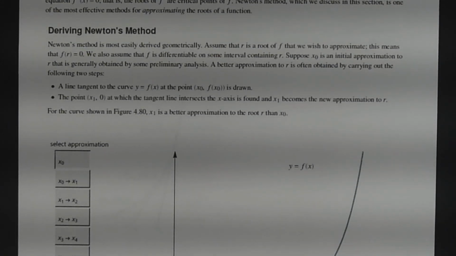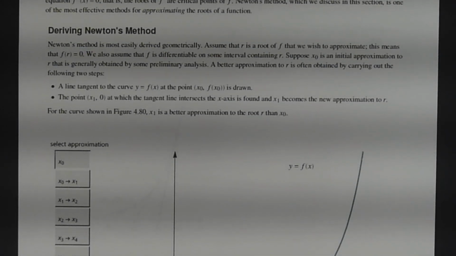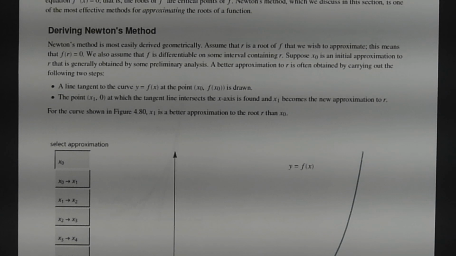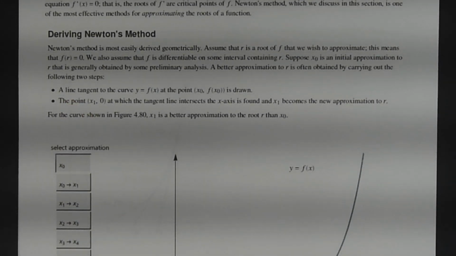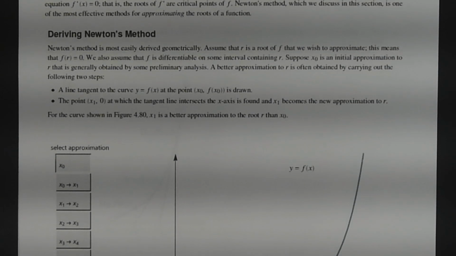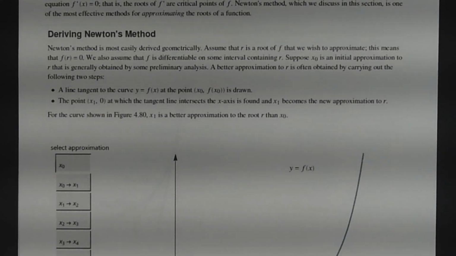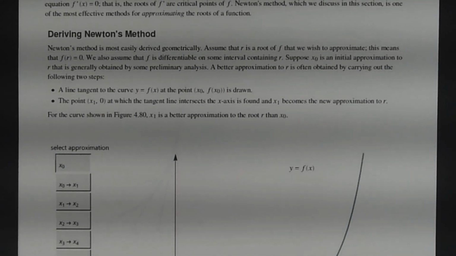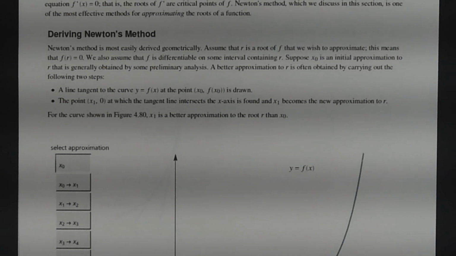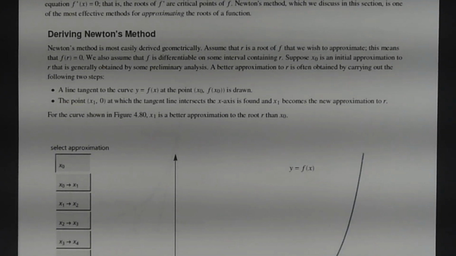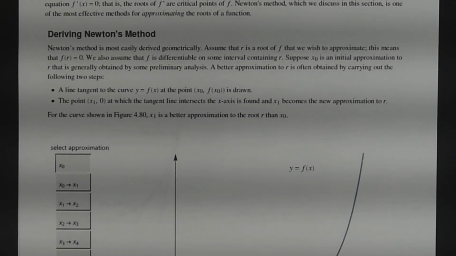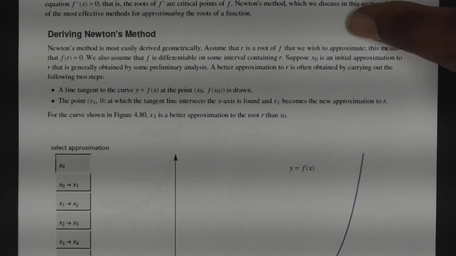And a better approximation to R is obtained by carrying out the following two steps. A line tangent to the curve y equal f of x at the point x0, f of x0 is drawn. And then the point x1, 0, at which the tangent line intersects the x-axis is found, and x1 becomes your new approximation to R.